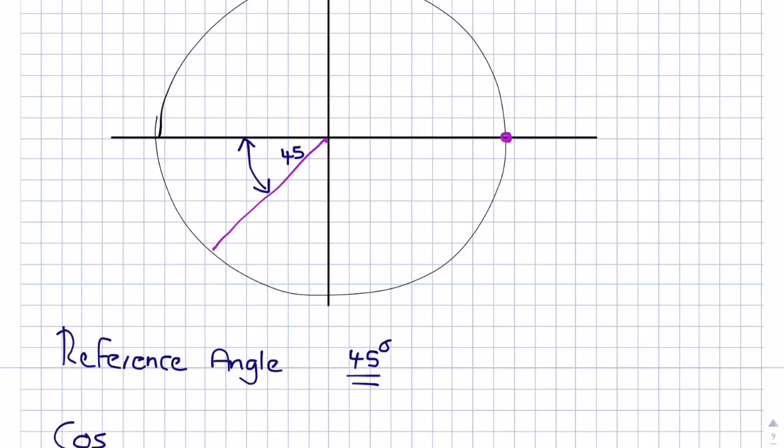So the cosine of 45, well, we know the cosine of 45. Again, it's one of our special angles, and it's 1 over root 2. But what's to stop that from being 45 degrees in quadrant 1? We have to mention that we're in quadrant 3 getting 45 degrees.